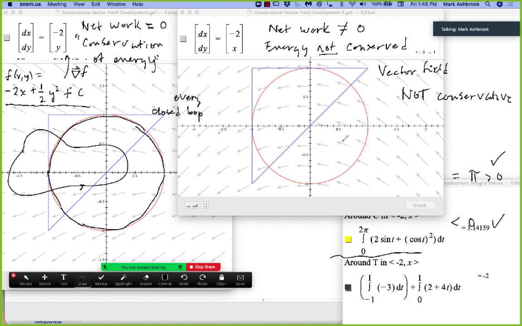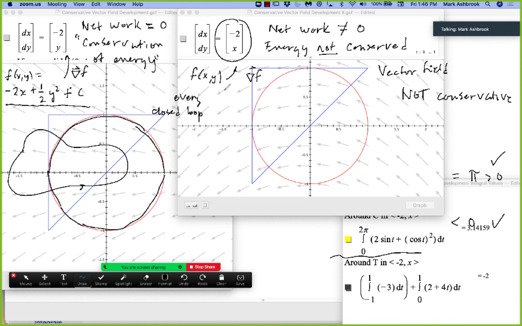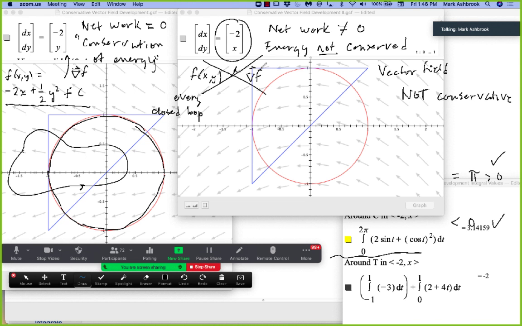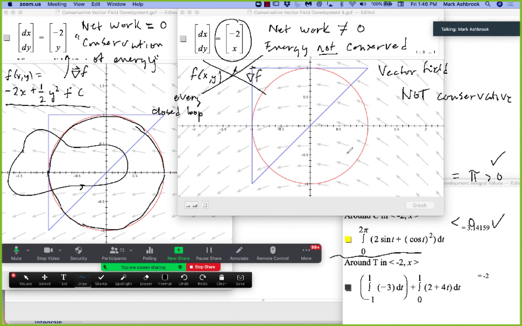Okay, what about over here? Is it a gradient field? No. Not a gradient field. There is no function f(x,y) such that that's the gradient of it. Can't do it. So therefore, if it's not a gradient field, it's not conservative. You'll be able to find loops that don't result in a 0 line integral, like we found 2 of them.